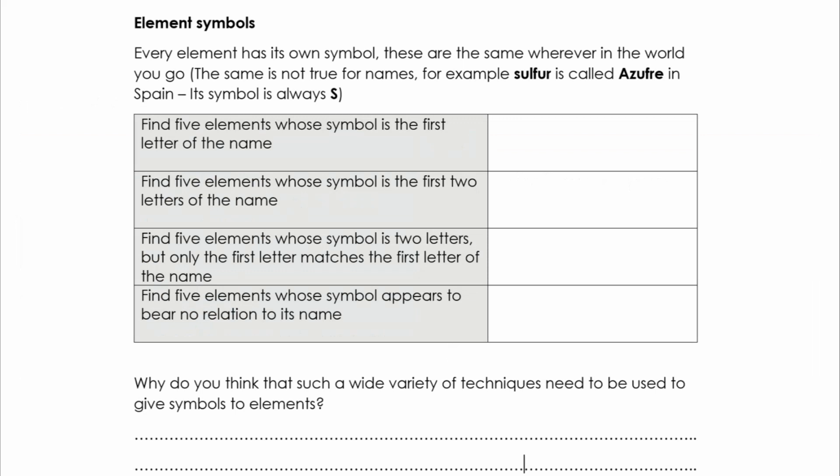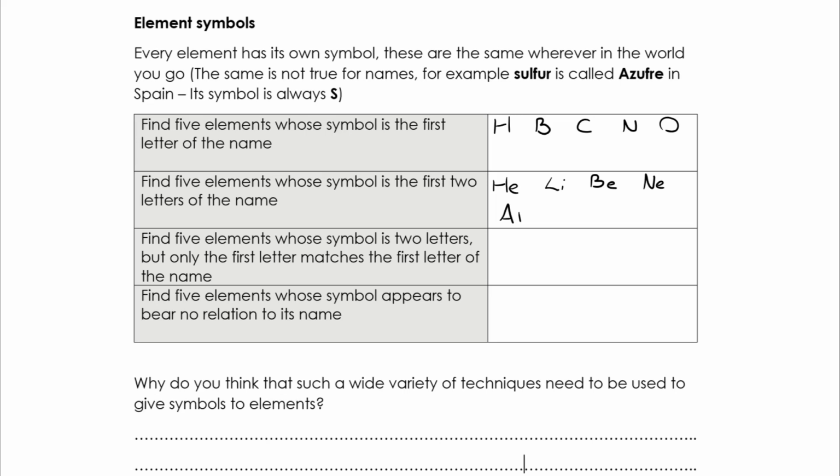Next task. This is about finding your way around the periodic table. I'll give you some examples in a second. Okay, 5 elements whose symbol is the first letter of the name. I've gone for the first 5 going from atomic number 1. So hydrogen, boron, carbon, nitrogen, oxygen, all have a symbol that is the first letter of that name. 5 elements whose symbol is the first 2 letters of the name. So I've taken the examples helium, lithium, beryllium, neon, and aluminium.